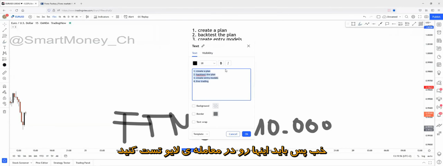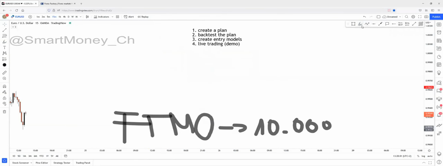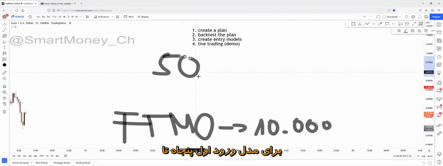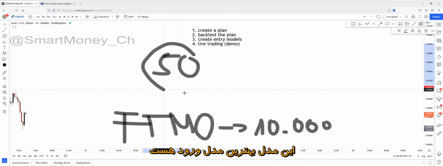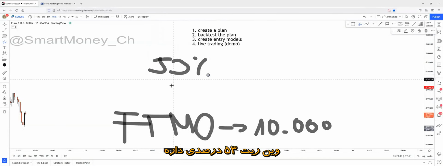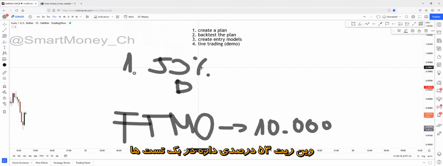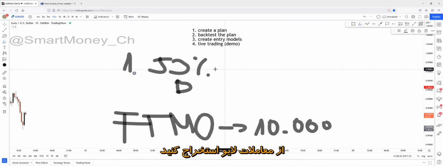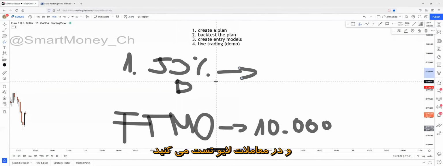You test these in live trading first on demo, right? First, you test these on demos. You gather data once again, for example, from 50 trades from the first entry model, and you will see that this is the best entry model that had a 53% win rate in backtesting, right? So now you're going to gather data in live trading about these criteria. The same 10 criteria combined together in live trading.